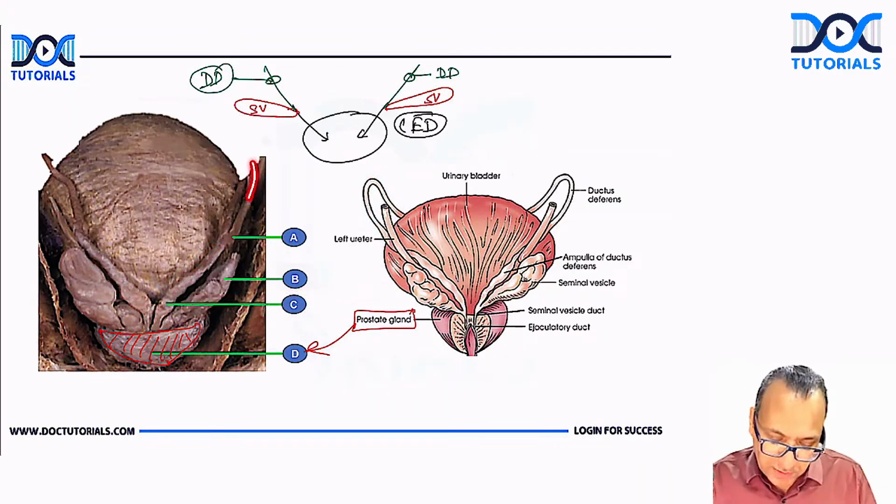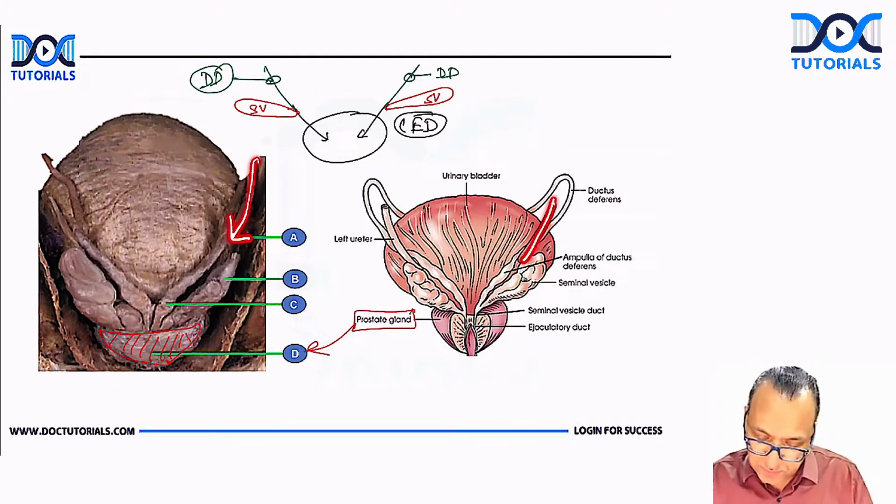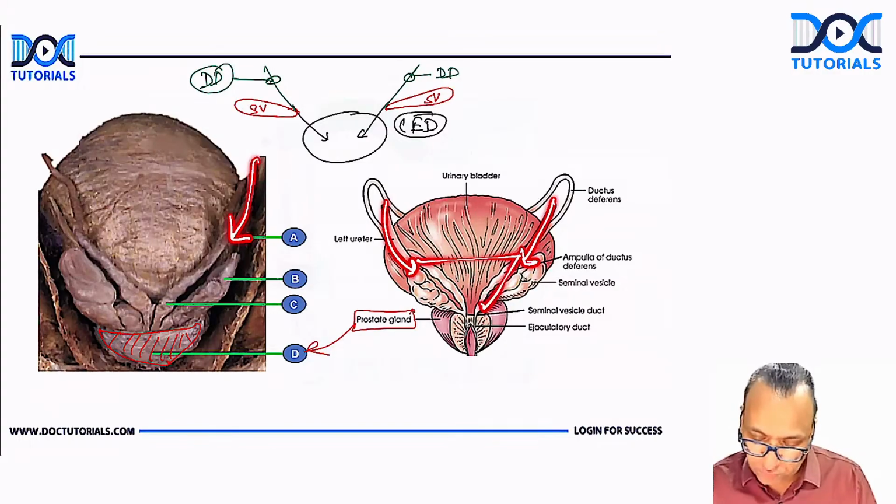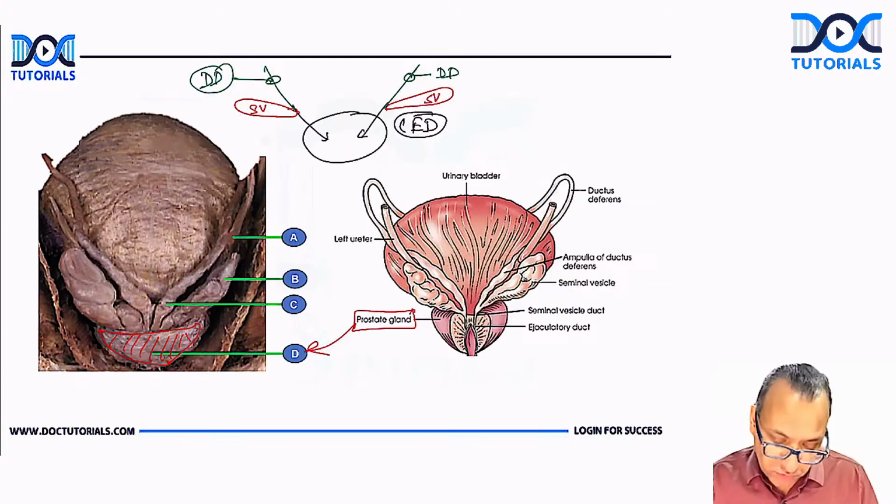And then what is marker A, which is coming from here? From the periphery it is coming. You see this one, what is that? That is ureter, which is to open into trigone of urinary bladder from the posterior side. So that will be ureter.